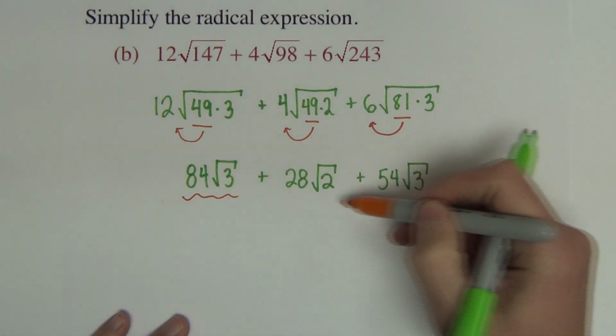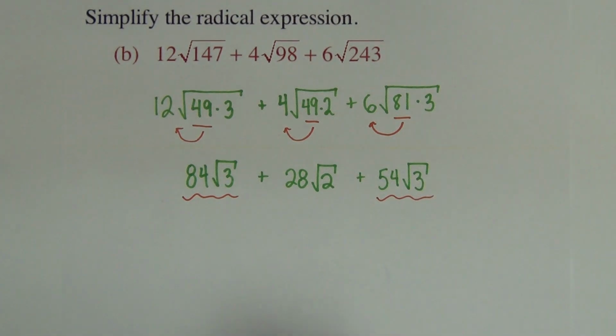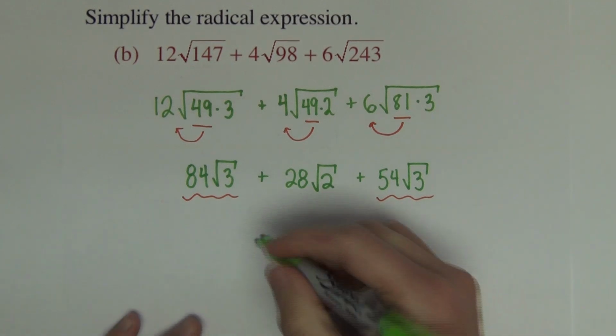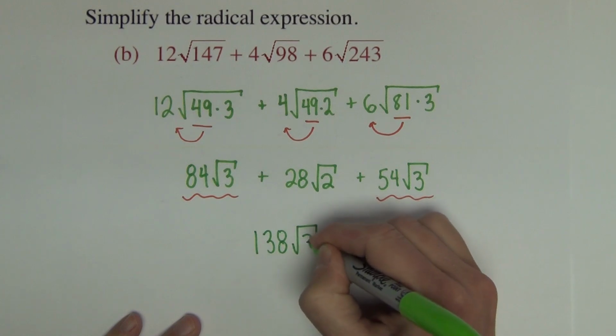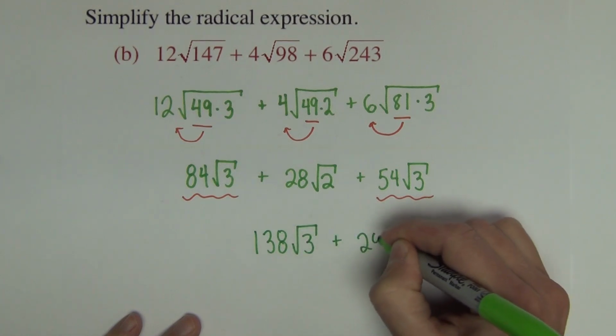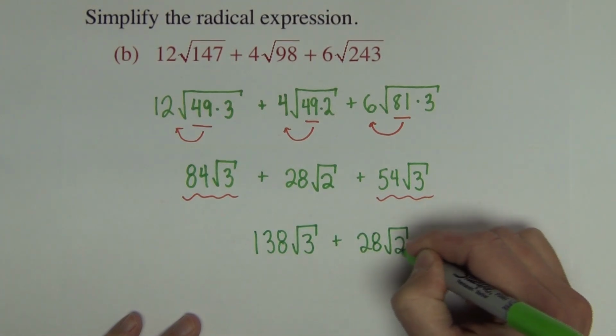And now any of the alike radicals, which are the square root of 3's, can be added together. 84 plus 54 is 138 square root 3, and we have that 28 square root 2.